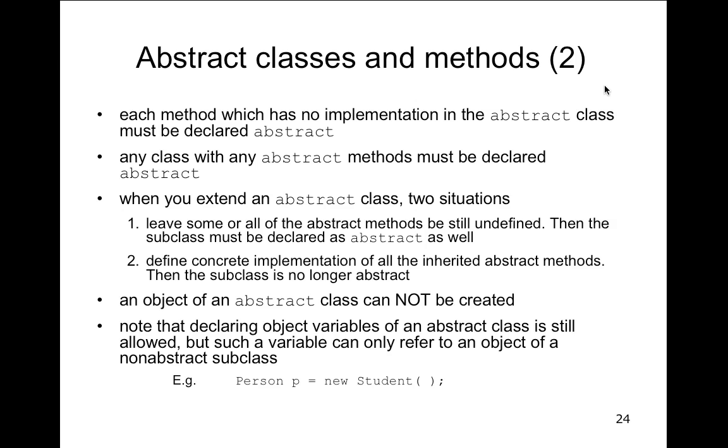Note that the declaration of object variables of an abstract class is still allowed. So you can still declare variables of the abstract type. But such a variable can only refer to an object of a non-abstract class. So we have here Person p equals new Student. Well, because Person is abstract, Student isn't, so we can actually refer backwards to a student.